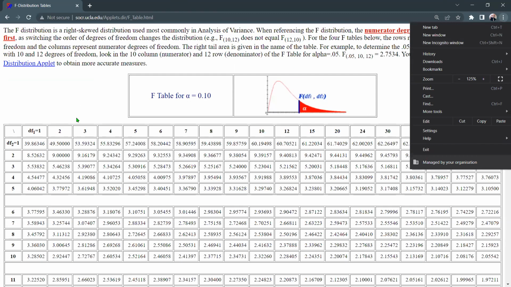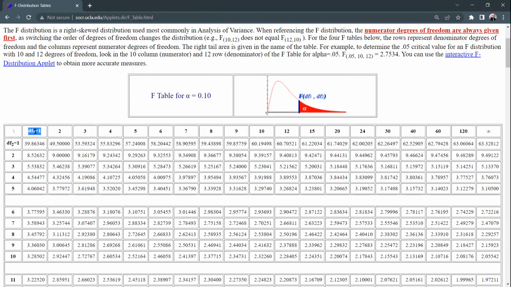Okay, let us consider this one only. What do we find here? We find that whether it is your x-axis or y-axis, whether it is your horizontal axis or vertical axis, in both the cases, you have degree of freedom only. On the horizontal axis, they are writing degree of freedom 1, and here they are writing degree of freedom 2. That means we are only bothered about degree of freedom and not the critical value as such.